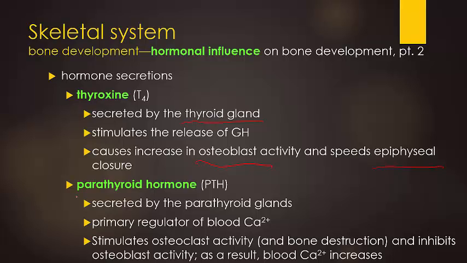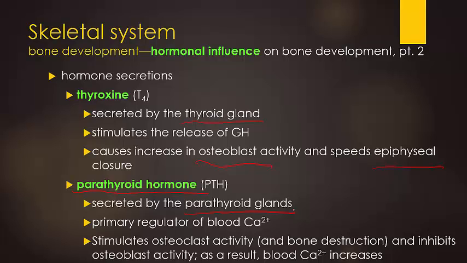Another hormone is parathyroid hormone. This is secreted by the parathyroid glands. There are 4 parathyroid glands, and they're found on the posterior surface of the thyroid gland. So if you were to flip over the thyroid gland, that's where you would find these 4 small dots of different kind of glandular tissue that produces this parathyroid hormone.